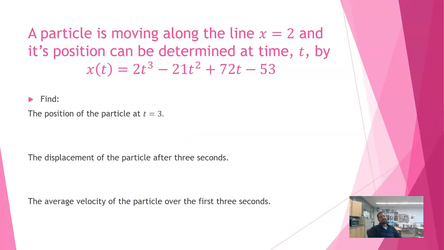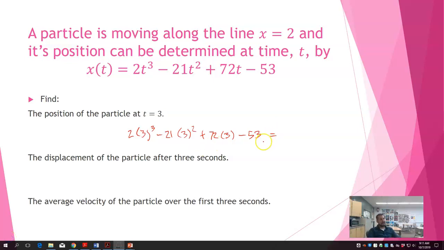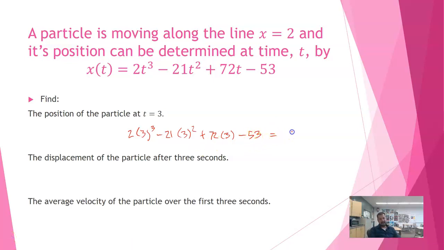So if I wanted to find the position of the particle, what I would do is I'd say, okay, that's what this formula tells me. At a specific time, I would say 2 times 3 to the third minus 21 times 3 squared plus 72 times 3 minus 53. And we would just plug that right into our calculator. And when we do that, we get 28 as our position. So I get 28 right here as my position. Now again, that just means on this line, I'm 28 units above the x-axis, 28 units up.